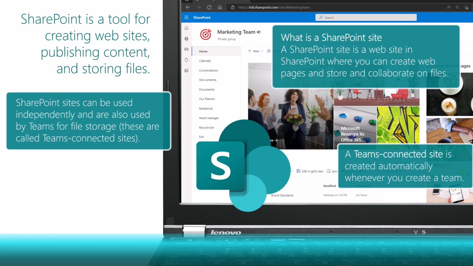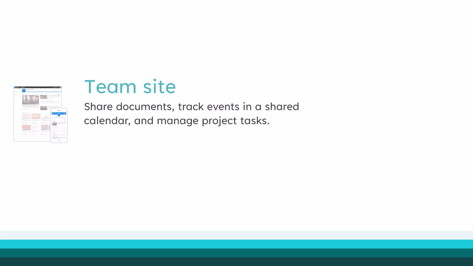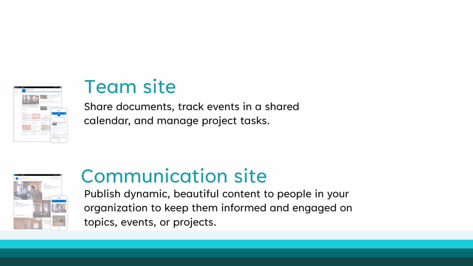So briefly, SharePoint's a tool. Think of it as creating websites or publishing content, storing your files at work. We talked about the Teams connected ones. There are really three main types of SharePoint sites. Team sites, the collaborative ones, the ones that I get all excited about because then we're working on building the documents and sharing. Then there are communication sites. That might be more like your intranet. That's where you're reading about events, different projects that are happening. Sometimes it's read-only, and you don't have a team associated with a communication site.